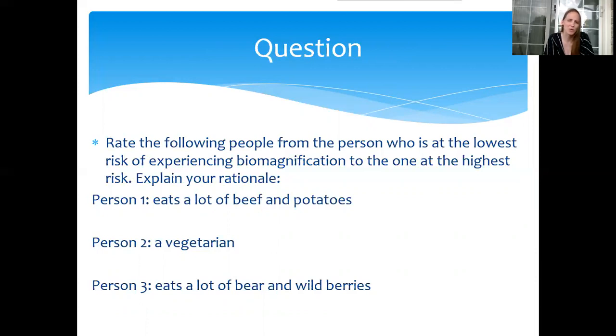Compare that to someone who is eating bear, which is itself a consumer. That makes the person at the very least a tertiary consumer, could be even higher than that. That does make them at a much higher risk in terms of biomagnification. So if you only eat plants, or you only eat herbivores, you're at a much lower risk than someone who eats other predators like carnivores and stuff like that.